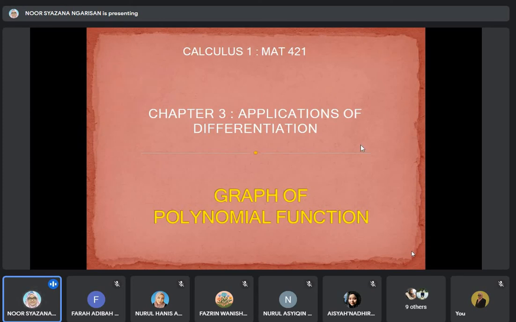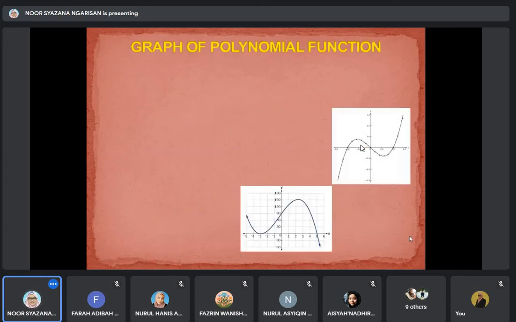Okay. First one, ED260 Chapter 3, Application of Differentiation, Graph of Polynomial Function. These are the two examples of graph of polynomial function. Ini contoh graph dia lah. Kalau nampak graph ni, the first example: increase, decrease, decrease, increase. The second example: decrease, increase, and then decrease.